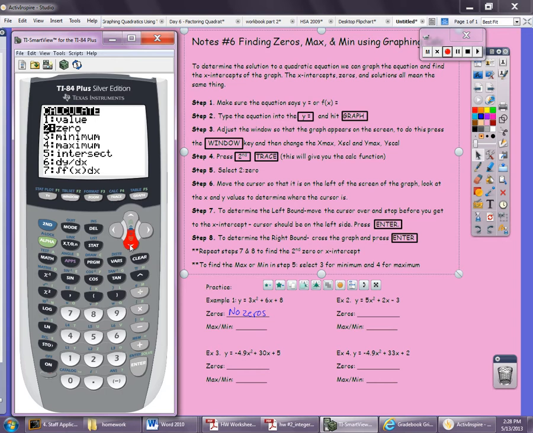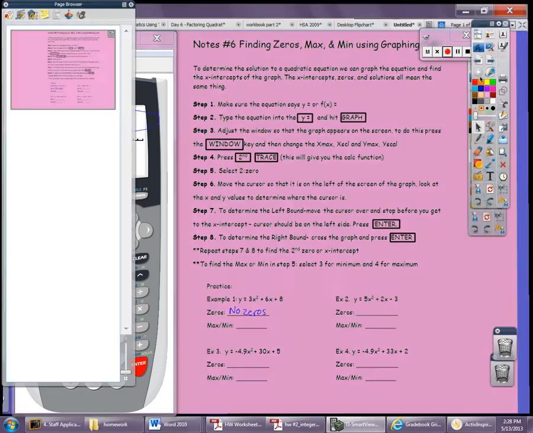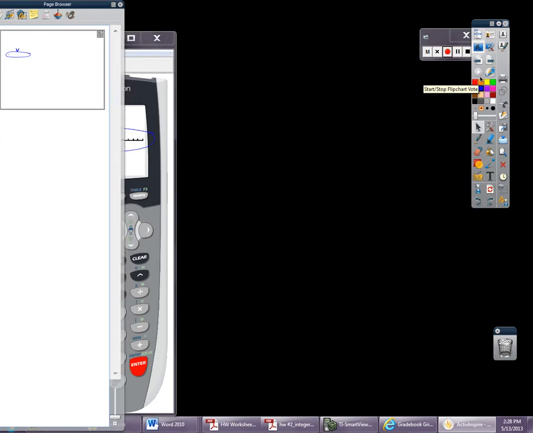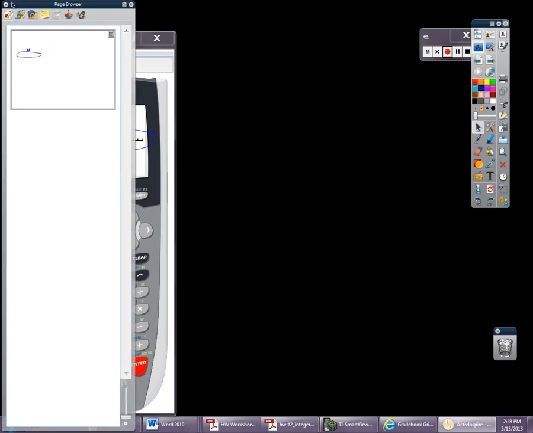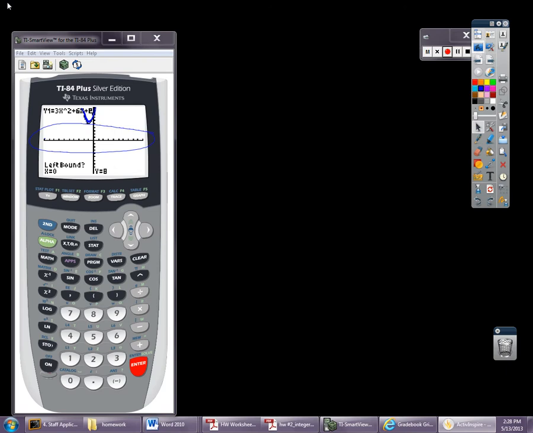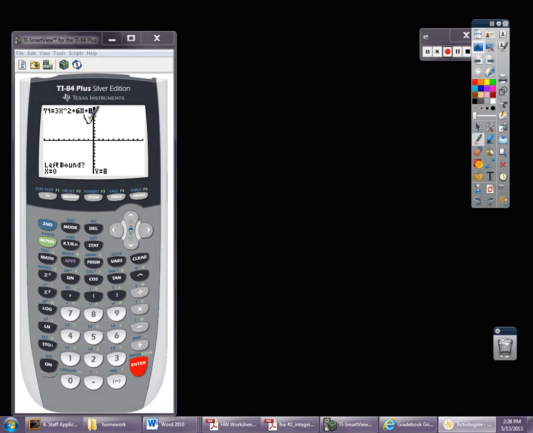Okay, this time we want to find the minimum value. Our graph had a minimum, so we're going to go to number 3 and hit enter. It's a minimum value. Now it says left bound and right bound. Well, what we want to think about with the left bound and the right bound is that we have our axis of symmetry that divides this in half.